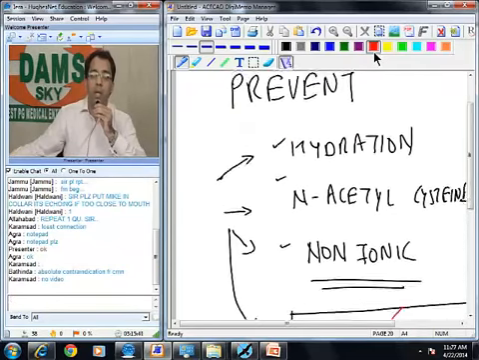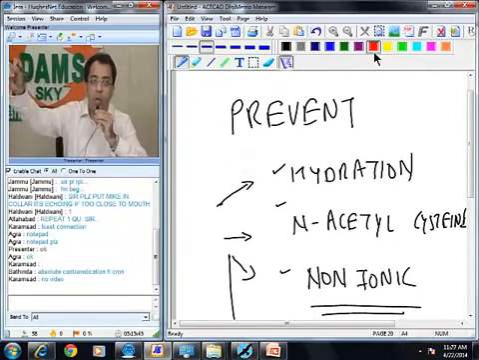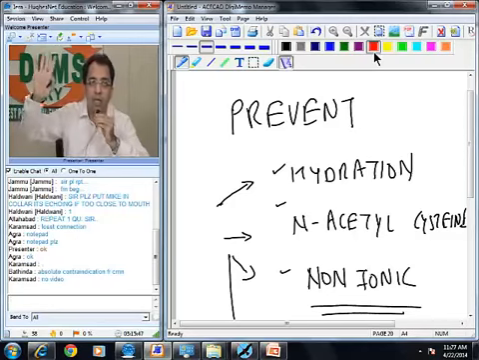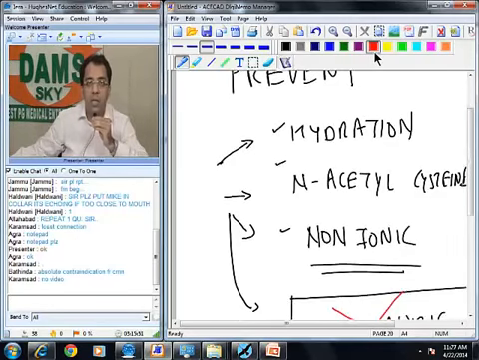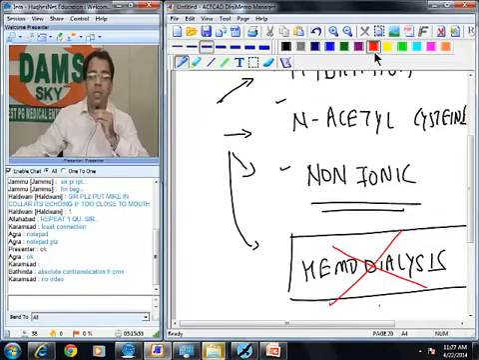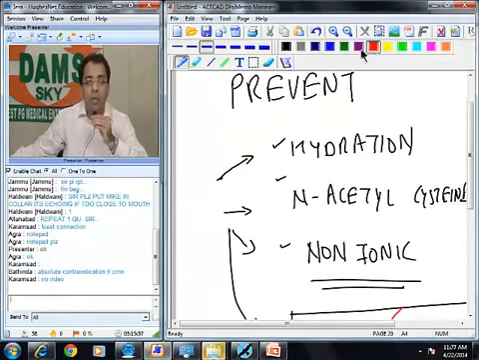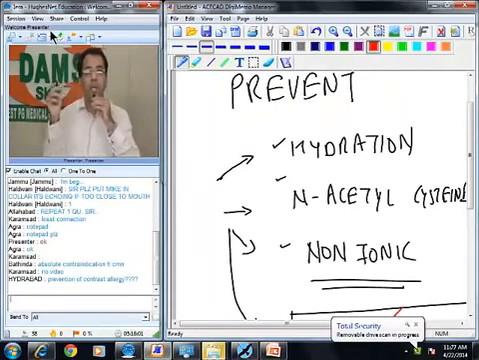This is just one fact on the basis of which AIIMS people are again and again creating this question. Please remember, they will say which of the following is not useful to prevent contrast nephropathy. They will give three choices which are useful: hydration, N-acetylcysteine, non-ionic dye. But which is not useful? Hemodialysis. But when you have not studied, you will not find this. Okay. So these are some questions from this year.